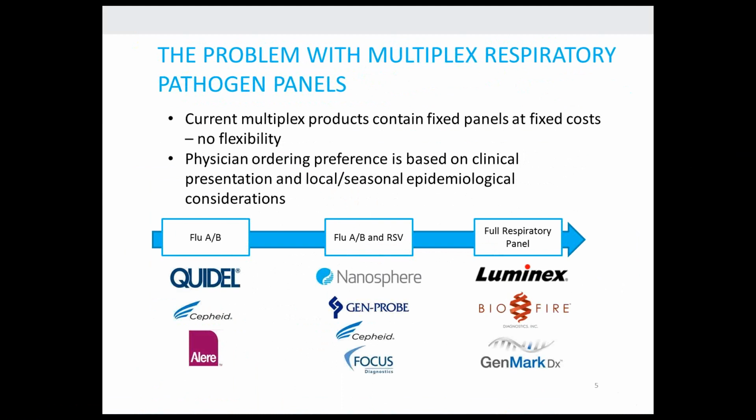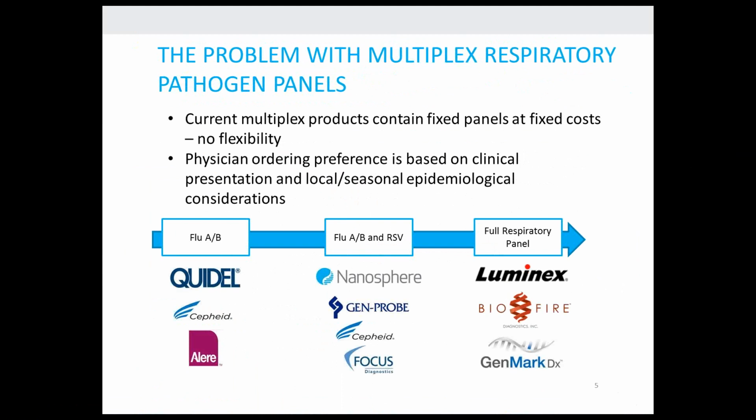As we were looking at some of the systems available, we were looking at what some of the multiplex products are. The ones that we looked at first all had fixed panels, and they had fixed costs. So if you purchased the panel, there was no flexibility if they wanted just one test off of the panel. So the physician ordering preference is based on clinical presentation and some of the local seasonal epidemiology considerations.